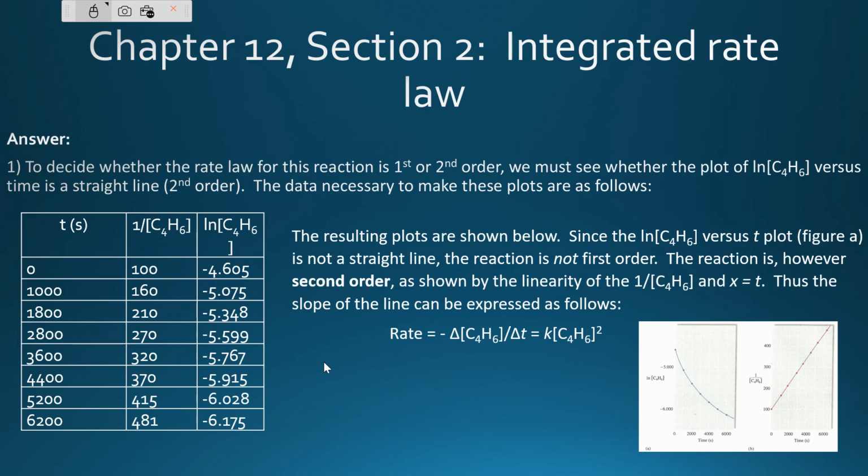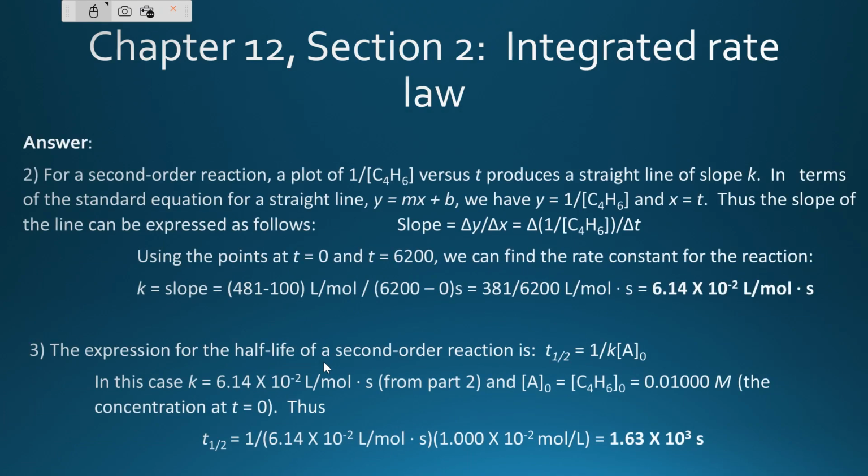It takes a little bit of time to do this, but all you need to do is plot the data. Now, we can take a look also at the second part of this. If it's a second order reaction, a plot of 1 over the concentration versus time produces a straight line with a slope of k. In terms of the standard equation for a straight line, y equals mx plus b, we have y equals 1 over the concentration and x equals t. Thus, the slope of the line can be found on the screen. Using the plot points at t equals 0 and t equals 6,200 at the end, you can find your rate constant for the reaction.